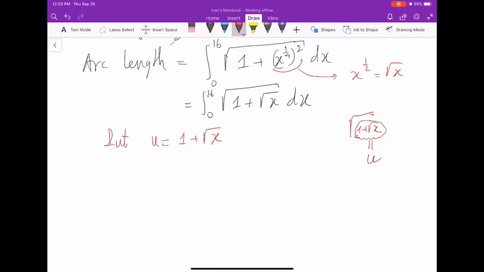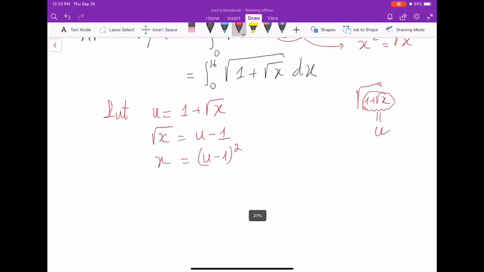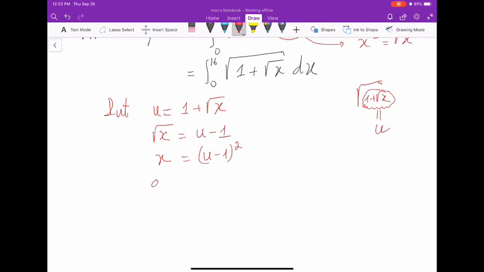But before that, usually when we do substitution, we differentiate right away, right? In this situation, I will do it another way. I will solve this equation for x. From here, I get square root of x is equal to u minus 1, and then x equal to u minus 1 squared. Only after this, I differentiate. So I have dx equal to 2 times u minus 1 du.